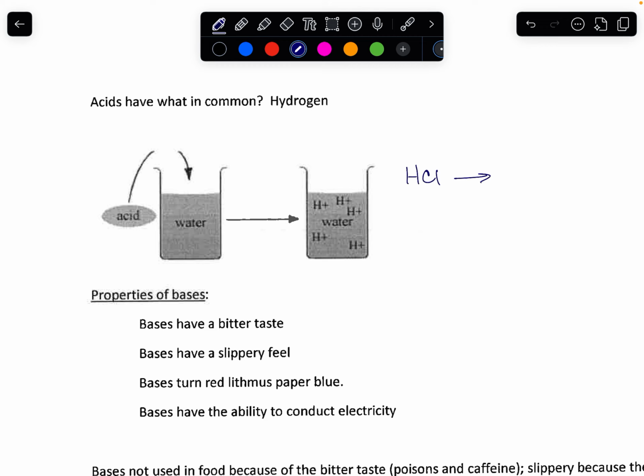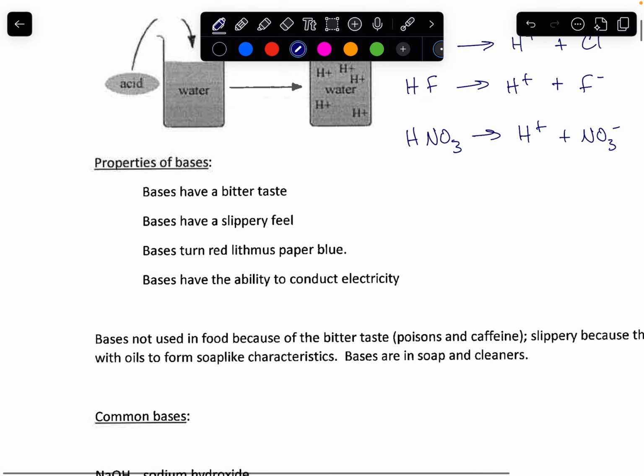So for example, if I have HCl, that's going to break up. I'm going to get H plus and Cl minus. HF is going to break up into H plus and F minus. HNO3 would be H plus and NO3 minus. So that's one of the key things. When they dissolve, they're going to break apart into that hydrogen ion and then whatever is left behind. Make sure you get those charges in there. Can't forget about those.